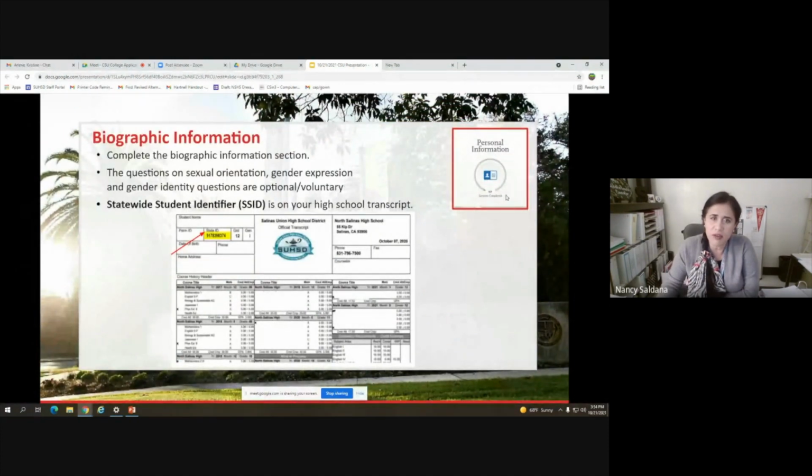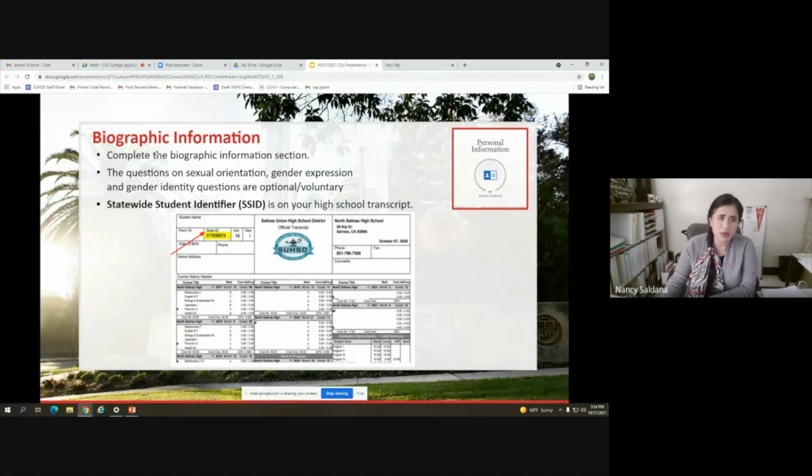In the personal information section, you will be required to indicate your statewide student ID number. The way you get that number is to look at your transcript. Your SSID number is located on the left-hand side, under the State ID tab. Whatever number is listed there is the number you are going to put on your application.